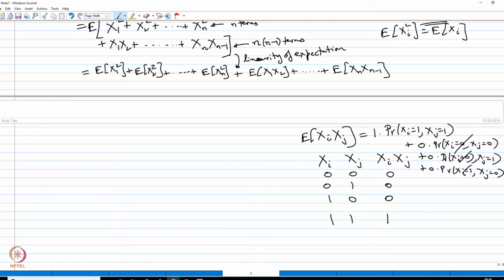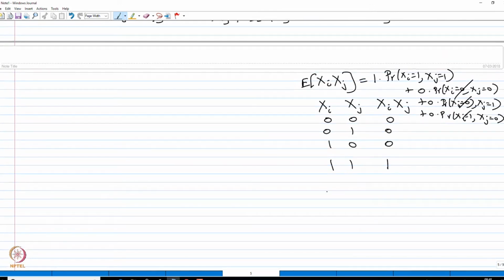So here is another interesting thing about indicator random variables. The only thing we used here is that they are indicator random variables. I don't care about dependence or anything like that. So expected value of xi xj is equal to probability that xi equal to 1, xj equal to 1. This is again a fact which is true for any indicator random variable, and you can also extend this: xi, xj, xk, etc. Keep on extending this, it will simply be the probability that all of them jointly take the value 1.